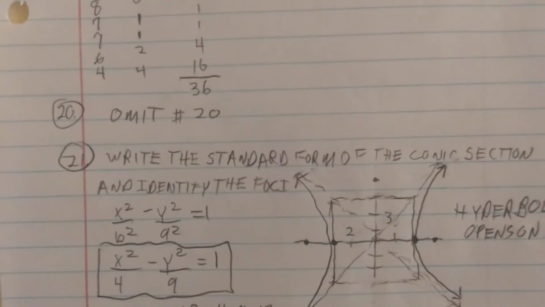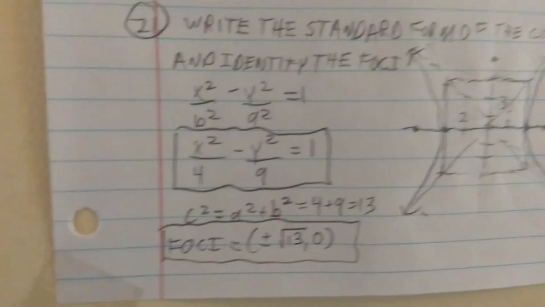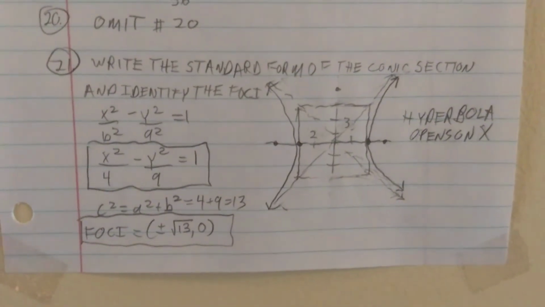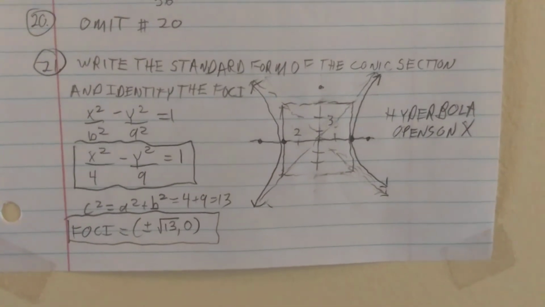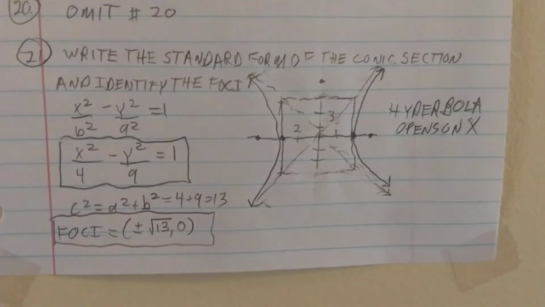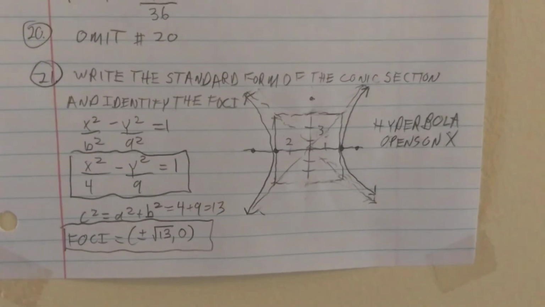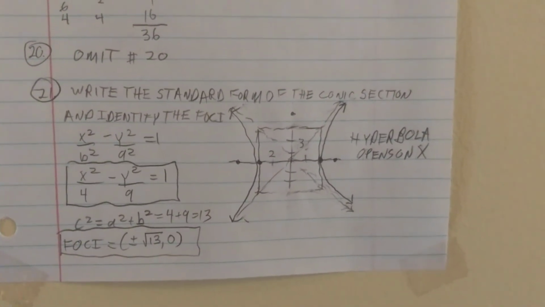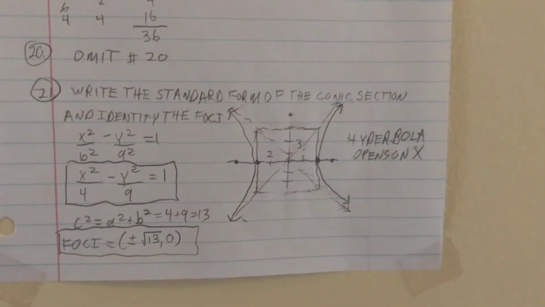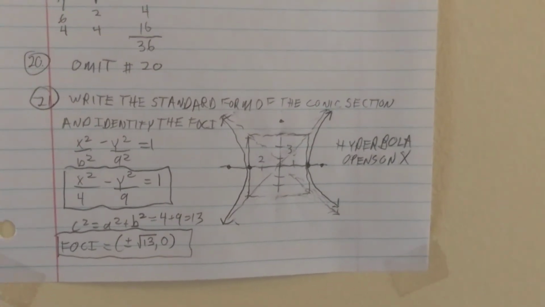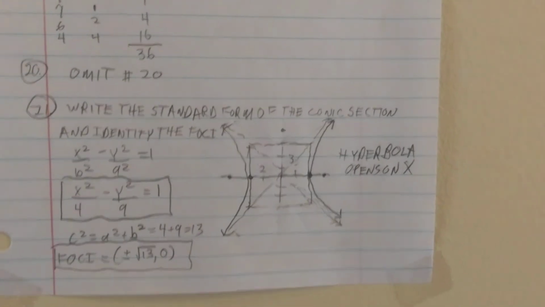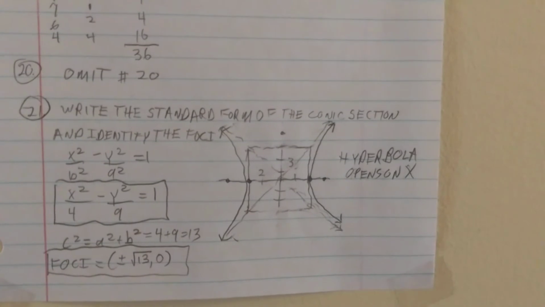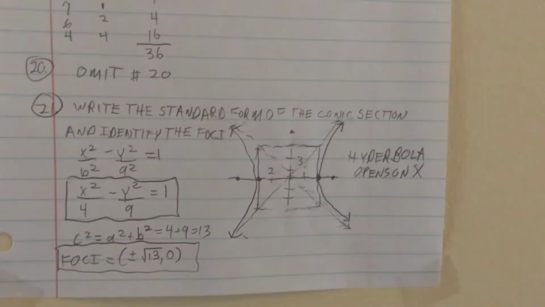Now we're going to omit 20, and now we come into the last stuff, the chapter 14 stuff. So this is the most recent. So write the standard form of the conic section and identify the foci points. So we know it's opening up to the left and right, so that means x squared is first, over b squared, or a squared, doesn't really matter, minus y squared over a squared equals 1. It doesn't matter here for what we're doing.